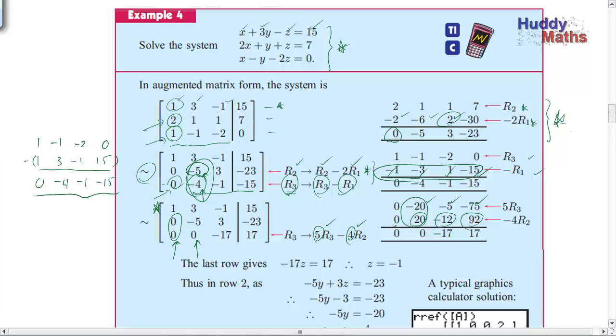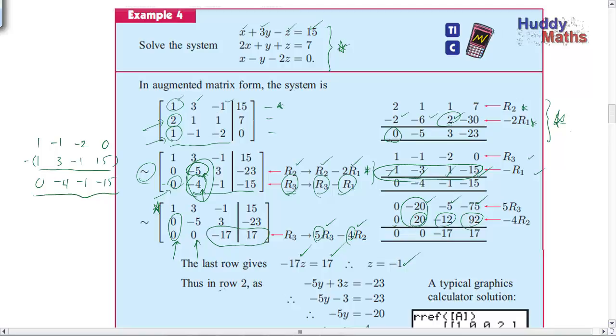So now, what have we done? Well, we can see here, we can talk about this, and what does that mean? Remember, it means 0x plus 0y plus 17z equals 17. So z is 17 over negative 17, neg 1.